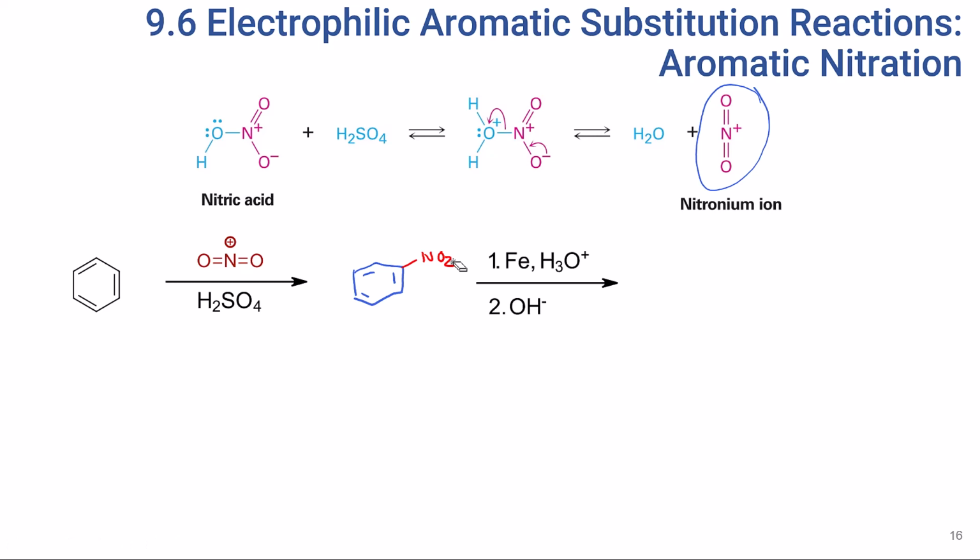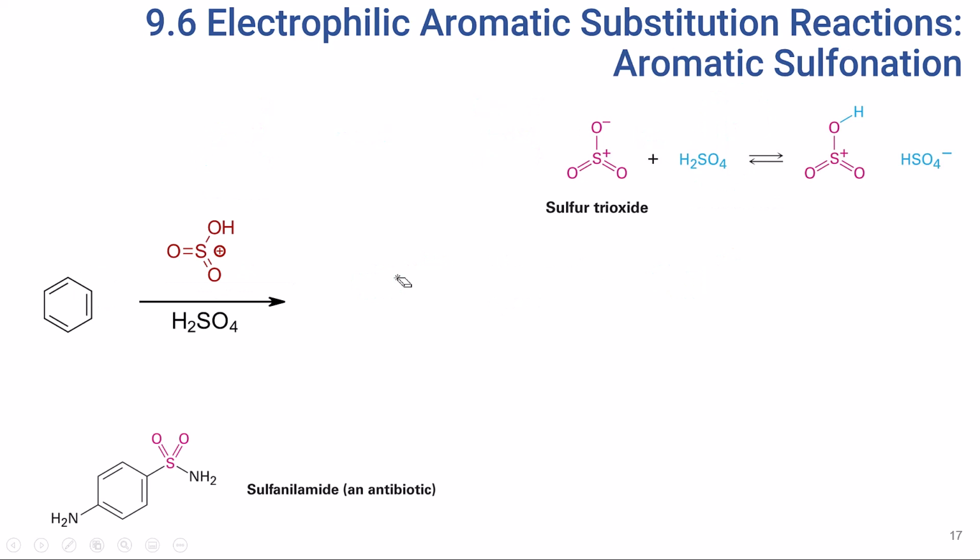If we add iron in the presence of acid followed by base, that will give us aniline. So we'll reduce that nitro group to the NH2 group. We can also add a sulfonate group, and this reaction is often done with sulfur trioxide in the presence of sulfuric acid to give us this right here, and that goes into our reaction, which I've written as the SO3H plus to add SO3H. This reaction can be used in the process of making sulfanilamide, which is an antibiotic.